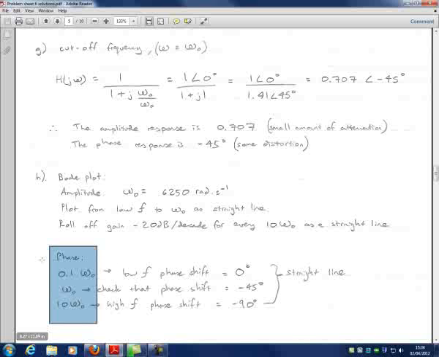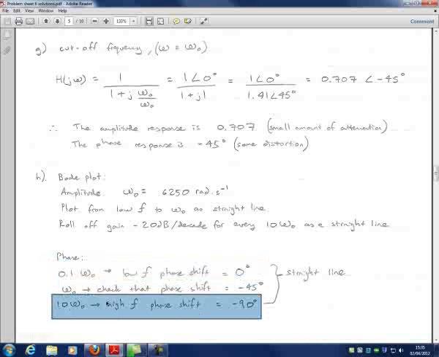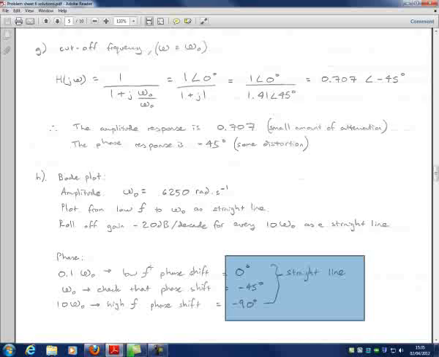So at low frequency, which is represented by 0.1 omega naught, we know the low frequency phase shift is 0 degrees, so that's the point we plot on our Bode plot. And then at high frequency, which we assume is 10 omega naught, we plot the high frequency phase shift, which in this case is minus 90 degrees. That's what we calculated. And then at omega naught, we just need to check that the phase shift is minus 45 degrees. So we need to draw a straight line between these 3 points. So let's have a look at how that looks.